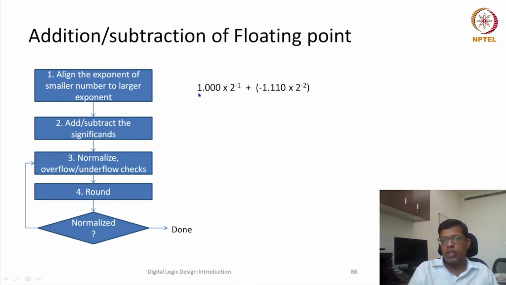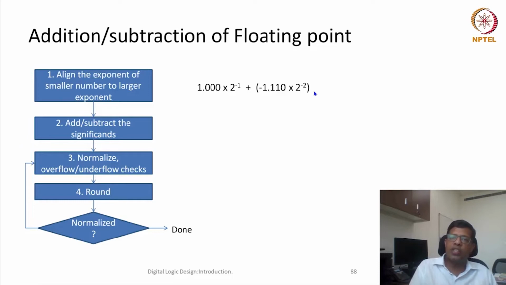So this is the scientific notation of these two numbers. One number is 2 to the power minus 1, another number is 2 to the power minus 2, and one is a positive number and the other is a negative number. If I want to do addition, effectively I need to subtract, but in the first step I need to align. In alignment, which number is the larger number? The larger number is this one, which is 2 to the power minus 1. 2 to the power minus 2 is always lesser than 2 to the power minus 1.